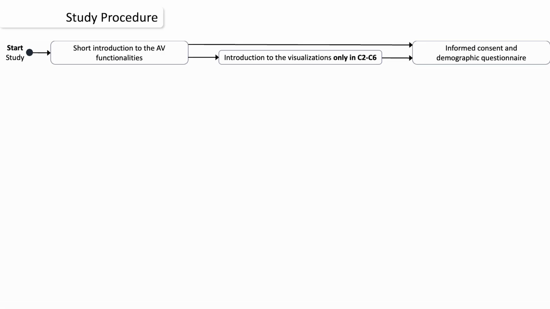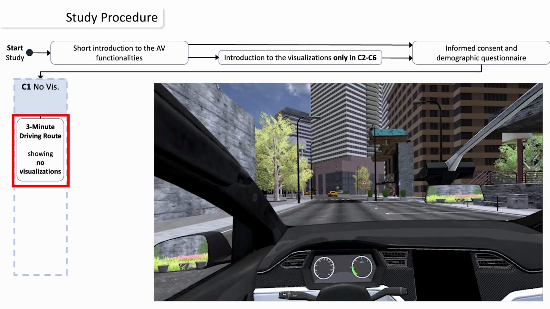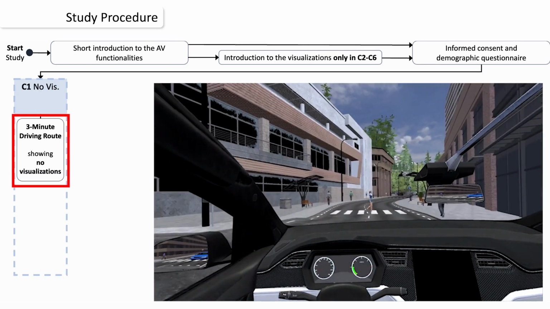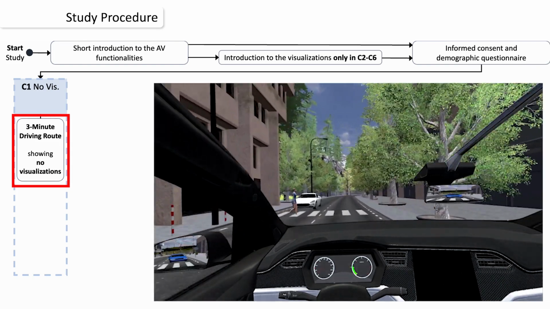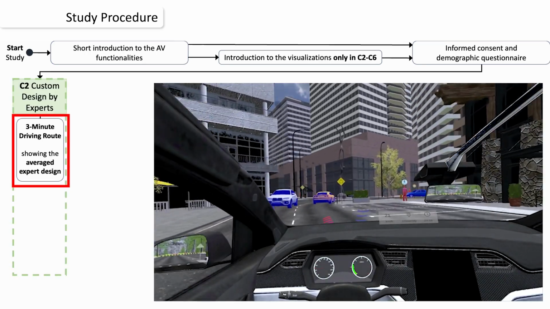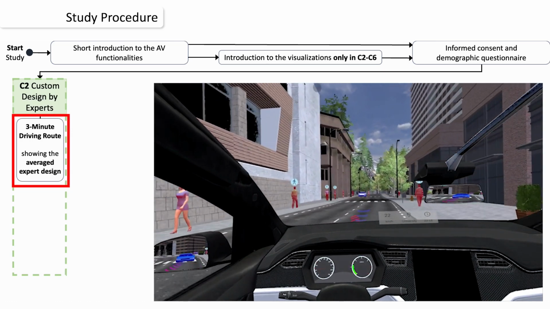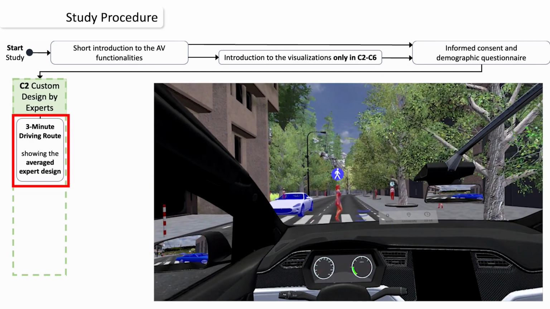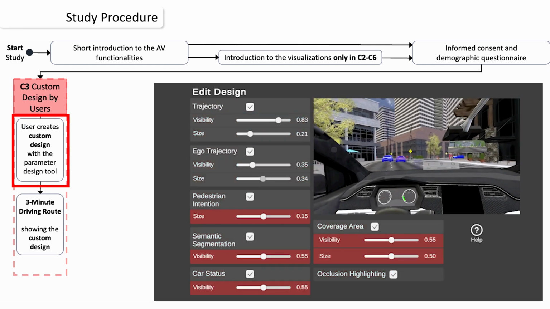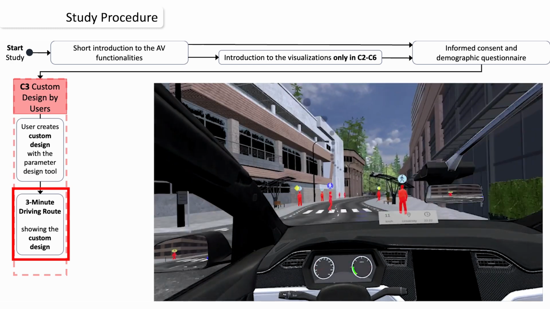Our study with 117 participants started with an introduction to the automated vehicle and the visualizations. Then, participants were assigned one of the 6 groups. In the baseline condition, they experienced the 3-minute ride without visualizations. The route was the same for the other conditions. In the custom design condition, participants experienced a ride using an average design crafted by 8 automotive UI experts recruited beforehand. In the other custom design condition, they individually created a custom design, which was shown afterward during the ride.